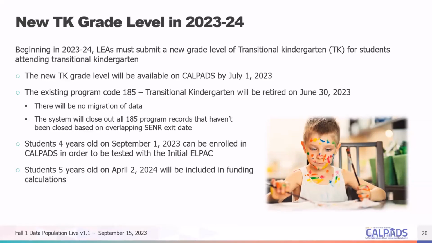Students who will turn 4 years old by September 1st are able to be enrolled in CalPADS, allowing LEAs to test TK students who are 4 years old by September 1st with the initial LPAC. Students who turn 5 on or before April 2nd, 2024 will be included in funding calculations.